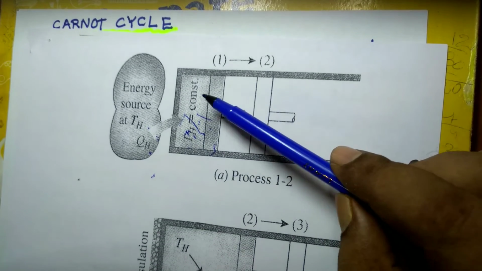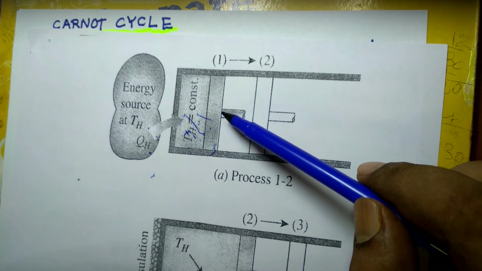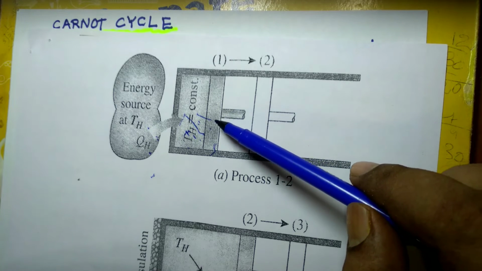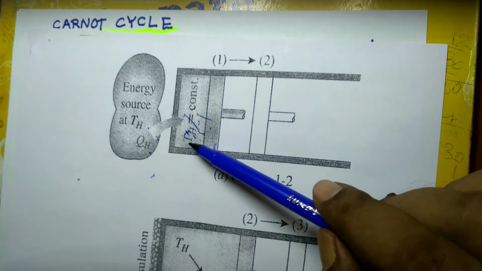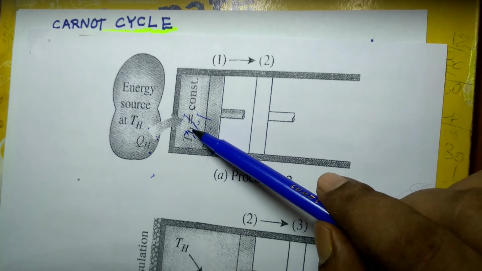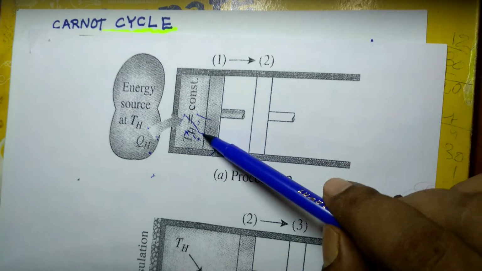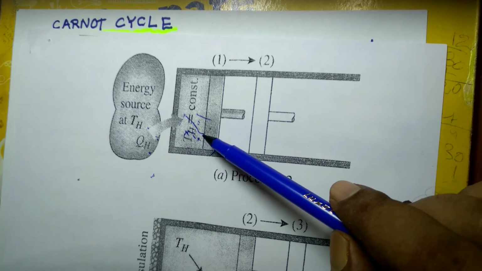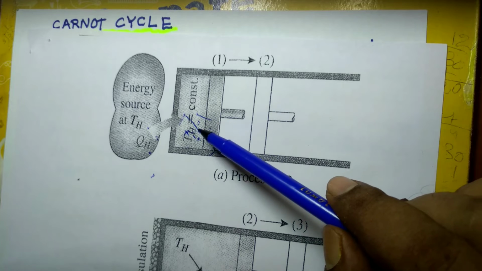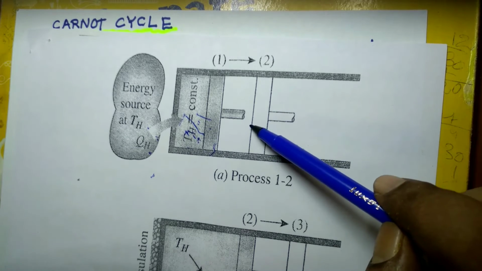And if the piston is assumed to be frictionless, that means there can be no irreversible effect. That means the complete process can be assumed to be a reversible process. You see here, the temperature of the gas initially is at Th. When the gas is inside this cylinder, this is at state 1. If the gas expands slowly, expands means its volume will increase.